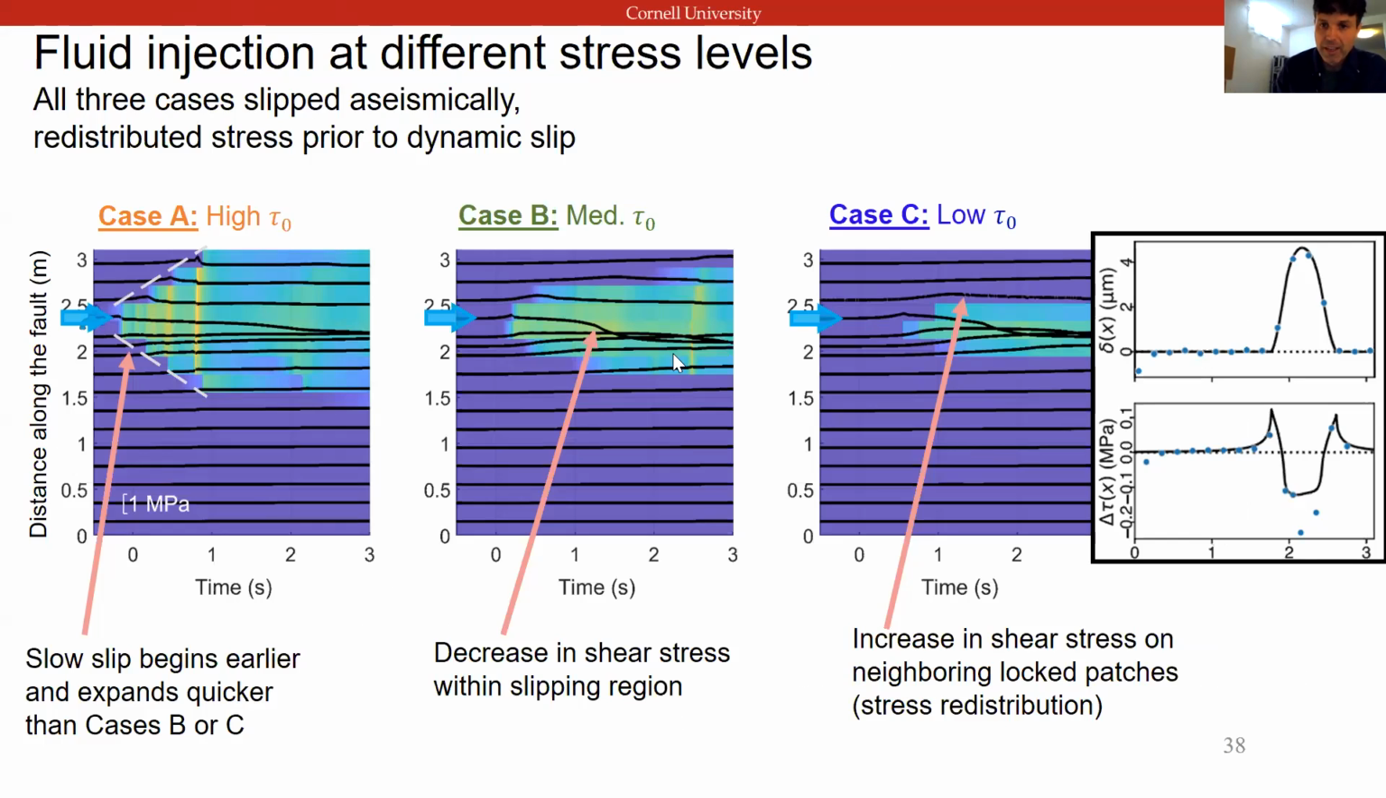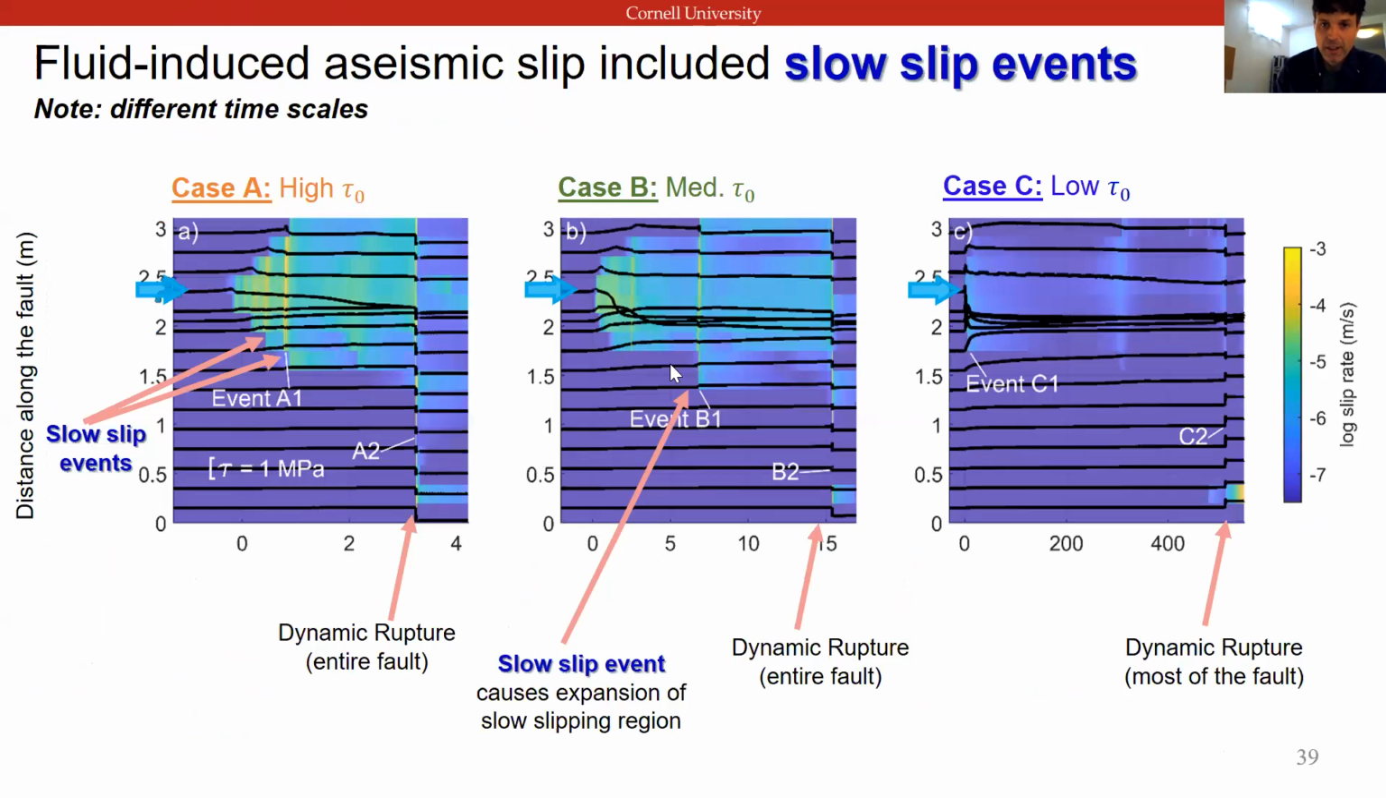In this slide, I'm showing the three cases at the same time scale. And in this slide, I'm showing the same three cases, but at different time scales. So A2, B2, and C2 is the dynamic rupture event that happens. And for the low stress case, that happens after about 500 seconds. You can see in all three cases, we get these slow slip events that are occurring, and then we get dynamic rupture. In this low stress case, the dynamic rupture only ruptured part of the fault. You can see the stress actually increased at a lot of different locations, and that's indicating that the dynamic rupture was being stopped.